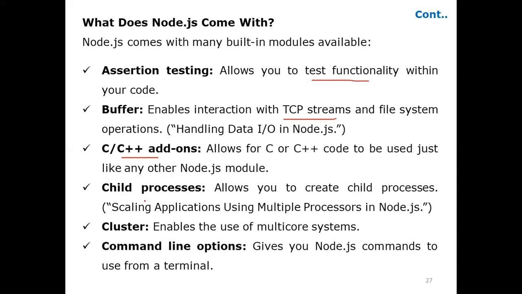Child processes, because this runs on a single thread. Now you can use multiprocessing with the help of child processes. We can also support it with the help of a cluster. A cluster way is also there. A cluster is for multi-core systems where they are available, and command line options are also there.